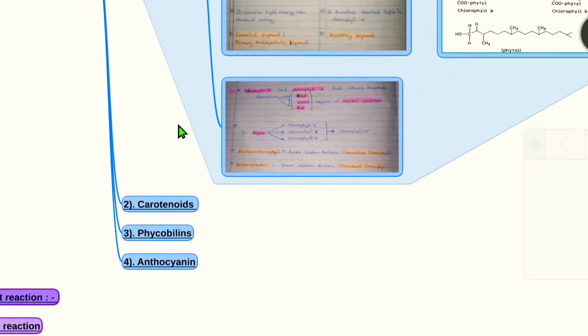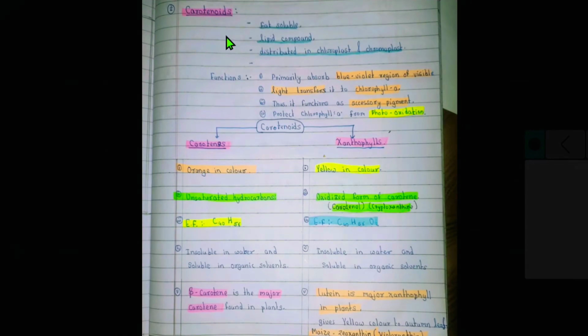Next, carotenoids. These are the carotenoids. About carotenoids, it is fat soluble. It is a lipid compound and it is distributed in chloroplast and chromoplast. The functions of carotenoids: primarily it absorbs the blue-violet region of the visible spectrum, and it transfers light to chlorophyll A. Thus, it functions as accessory pigment. It protects chlorophyll A from photooxidation.